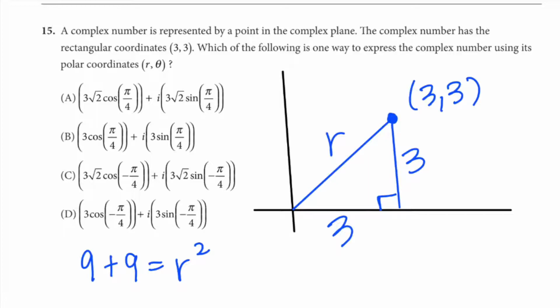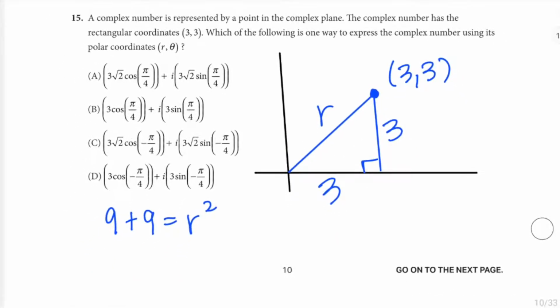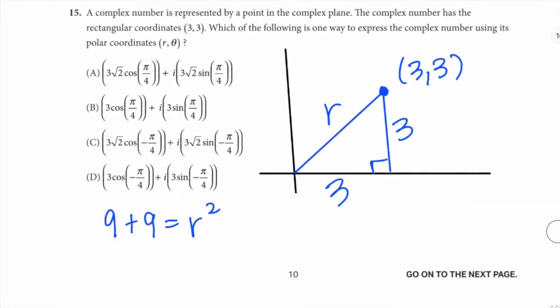And you could add right now and say r squared equals 18 and then simplify the radical. But what you could do is say that this is 9 plus 9, which is 9 times 2. And then when we take the square root of both sides, we're interested in the positive value of r, because it's like looking at r cosine theta plus i times r sine theta. X equals r cosine theta, y equals r sine theta.